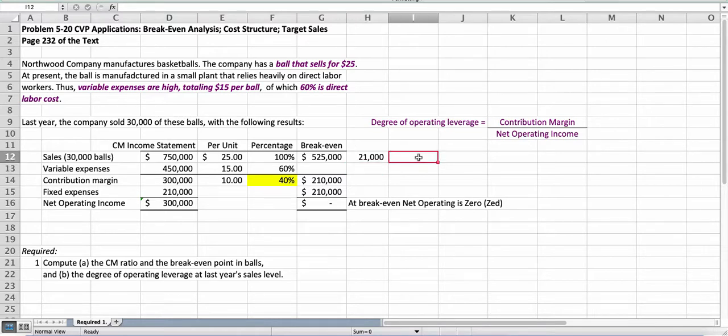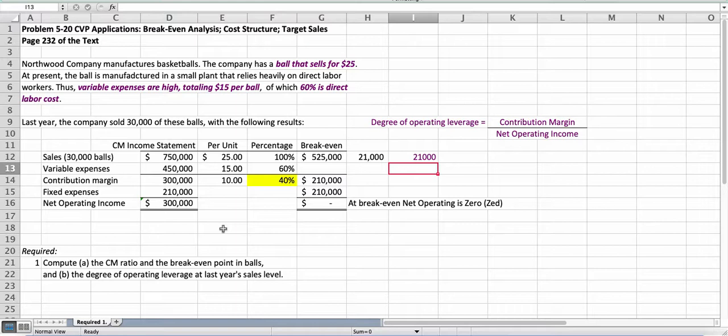Now, some of you are really good at math, and you've realized there's another relationship and a shortcut. So you're thinking, well, Leonor, if the contribution margin is $210,000 and I divide it by the per unit cost for the contribution margin, I will get 21,000 balls as well. And you're right, there's two ways to approach this problem. Actually, there's more ways. You can memorize the formulas.